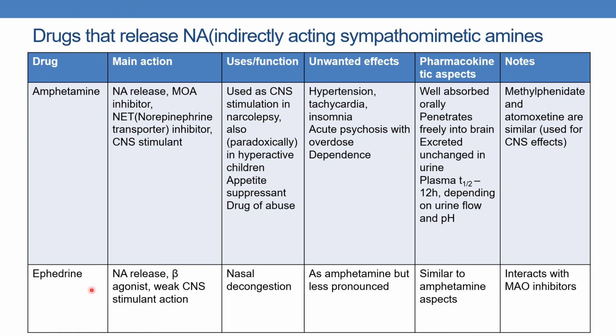The next is ephedrine. Main action is noradrenaline release, beta agonist, weak CNS stimulant action. It is used as a nasal decongestant. Side effects are similar to those of amphetamine but are less pronounced. Pharmacokinetic aspects are also similar to amphetamine. And ephedrine interacts with MAO inhibitors.